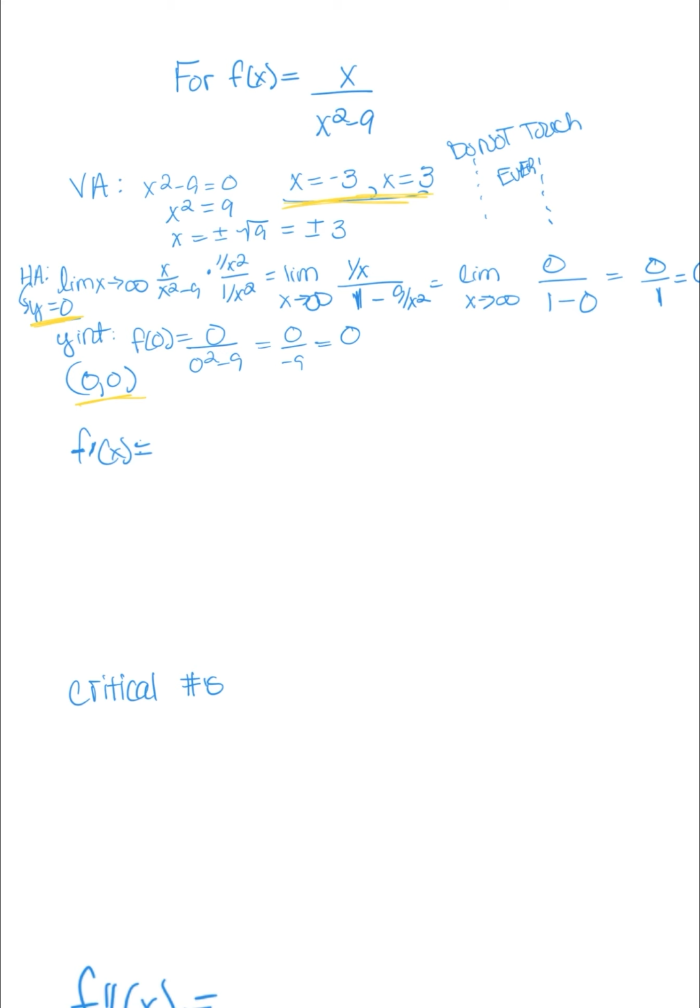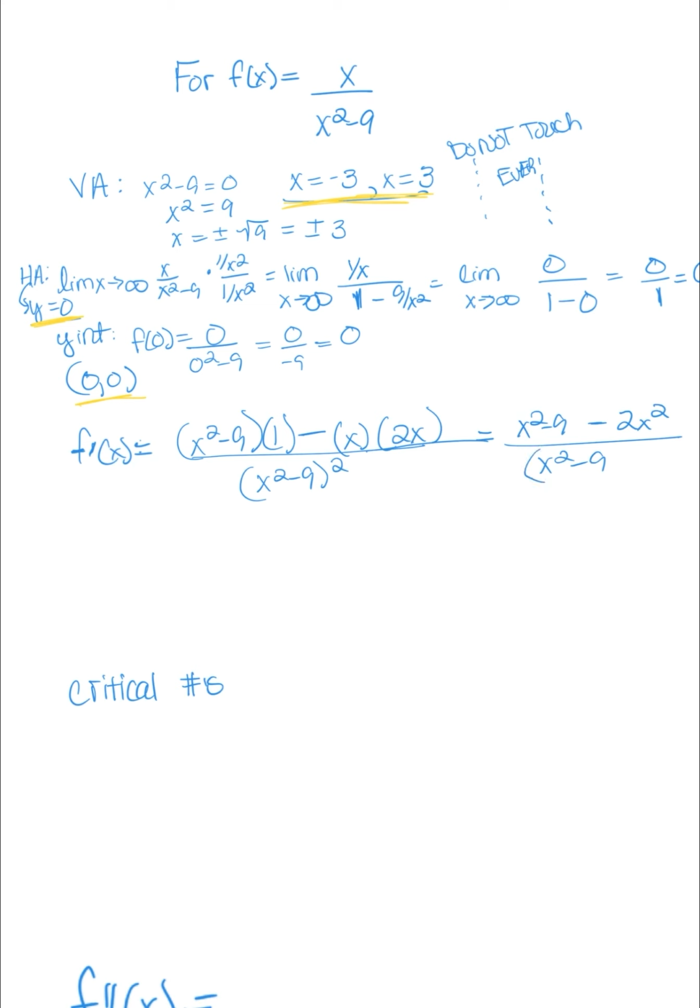Okay. Now we need to take our first derivative, and this is going to be a quotient rule derivative, so we're going to have the bottom squared over, we're going to put the bottom just how it is, and then we have the derivative of the top, which is just 1, minus the top just how it is, times the derivative of the bottom. Okay, and so that is going to simplify to x squared minus 9 minus 2x squared over x squared minus 9 squared.